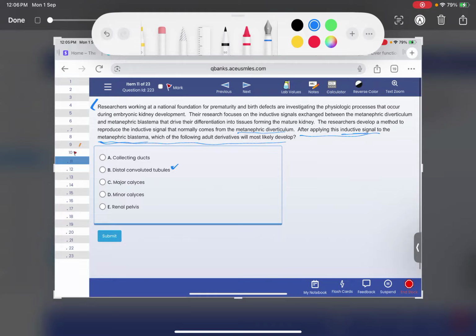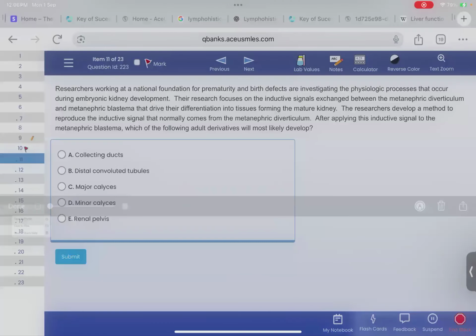Distal convoluted tubules. So till distal convoluted tubules, it's one origin, and after that it's the ureteric bud. So all others are from the same origin: calyces, pelvis, collecting ducts, they are all from the ureteric bud.